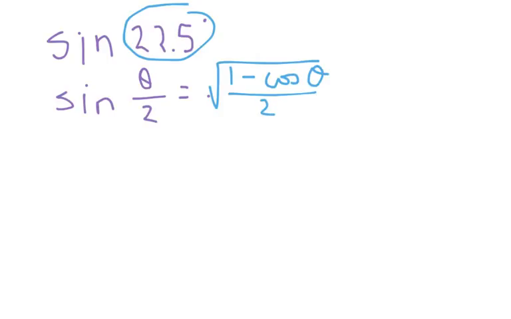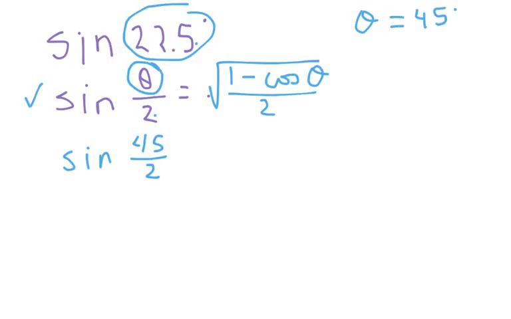Now, since I'm using this formula, what would my theta be? All you're going to do is take 2 times 22.5, and that is 45 degrees. So basically you're writing this as sine of 45 over 2. Now that means our theta is 45 degrees. That is on your unit circle, and you can find the value.